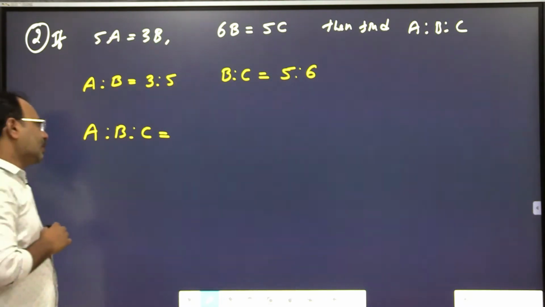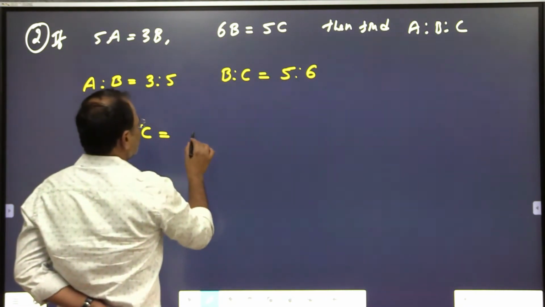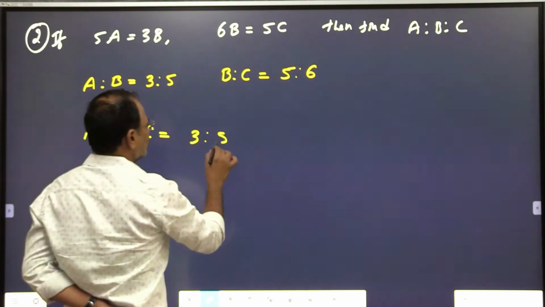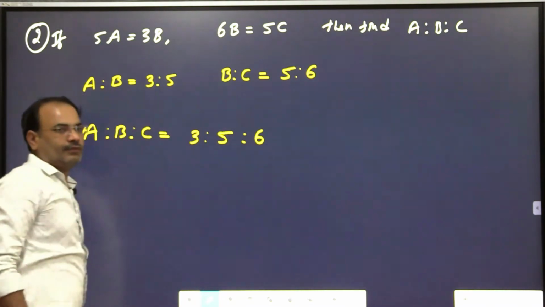You need not use working rule 1. You can say a is to b is to c directly, a is to b is to c is equal to 3 is to 5 is to 6.